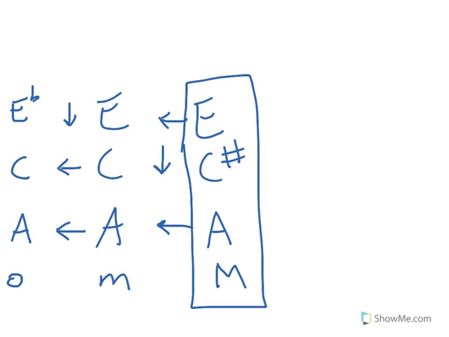So there's diminished. If you want to go from major to diminished, you have to lower the third or the middle note, and you have to lower the fifth or top note. Let me show you one more. Then we'll do a couple of practice ones.